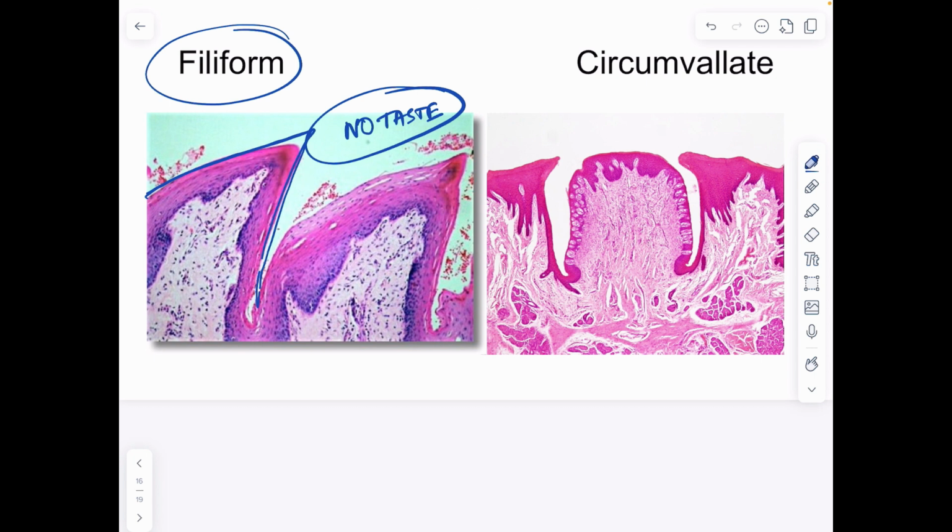Now another one: if you see a large dome-shaped structure which is surrounded by a moat-like groove, into which the von Ebner's glands open, this is how you will identify a circumvallate papilla. You already know that it is present near the sulcus terminalis and the function is primarily taste. So obviously the taste buds are going to be present on the lateral walls.